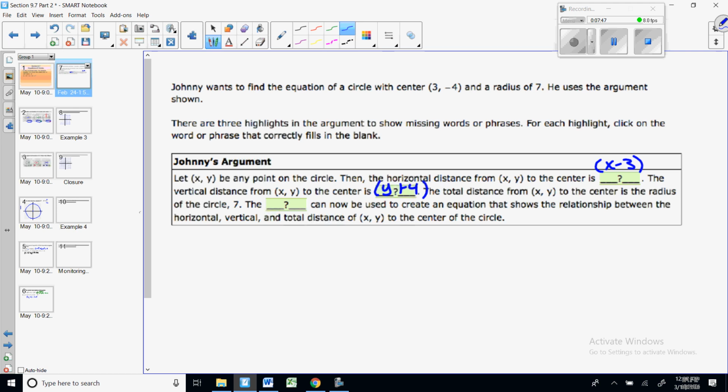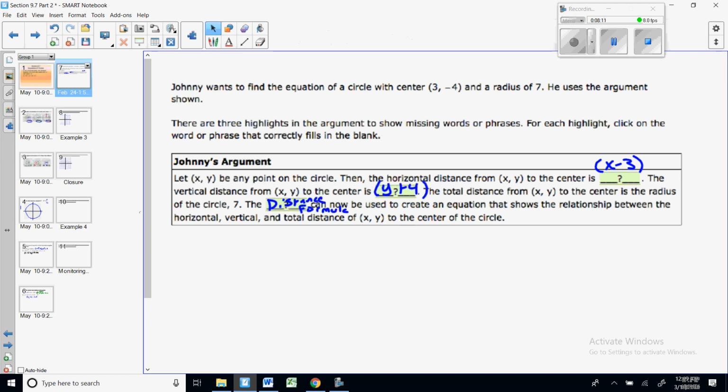The blank can now be used to create an equation that shows the relationship between the horizontal, vertical, and total distance of (x, y) to the center of the circle. Okay, and that's going to simply be the distance formula, because again, truly that's what we're looking at: distances in order to come up with those.